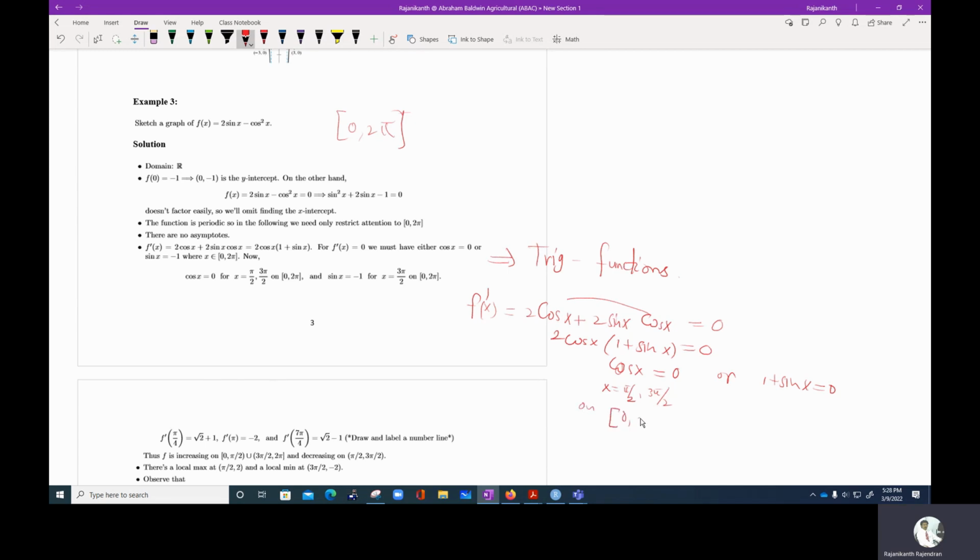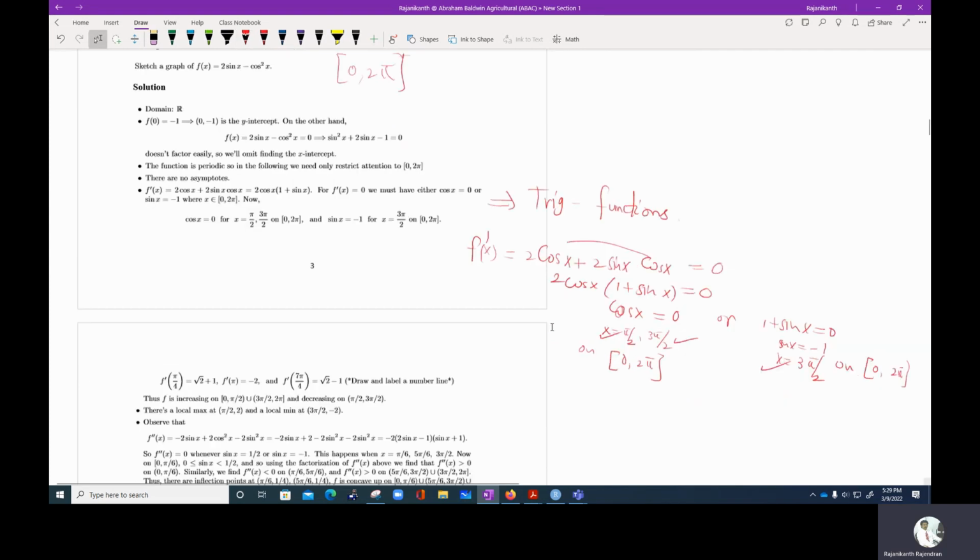You first draw the picture for 0 to 2 pi. Here, sine x is supposed to be negative 1. Here, the possible x value you will get is just 3 pi over 2, again on the interval 0 to 2 pi. So I found 1, 2, 3 possible critical values, right?